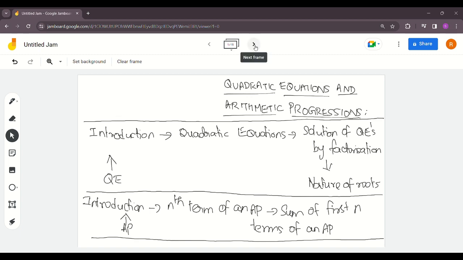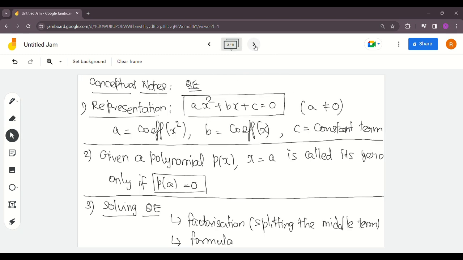We will see the conceptual notes. Representation of a quadratic equation. We already learned how a linear equation is represented, that is ax plus by plus c equal to 0. A quadratic equation is represented by ax square plus bx plus c equal to 0, where a is not equal to 0, because if a is equal to 0, then this term will go away and it becomes a linear equation. So for a quadratic equation, compulsorily a should not be 0, but b and c can be 0. That is the only condition.